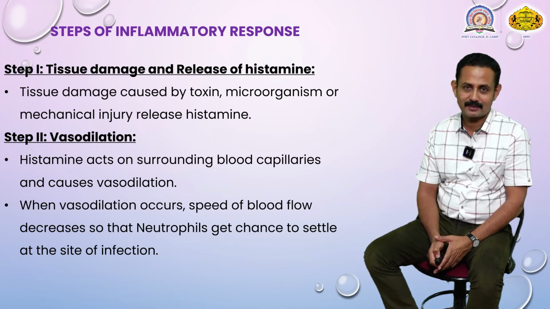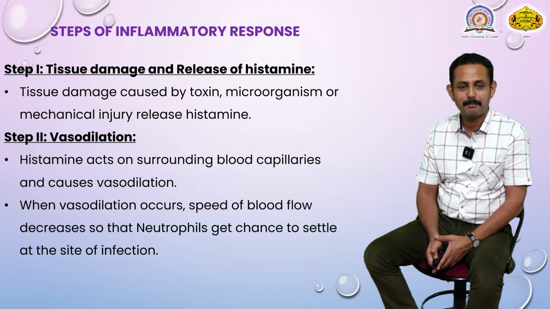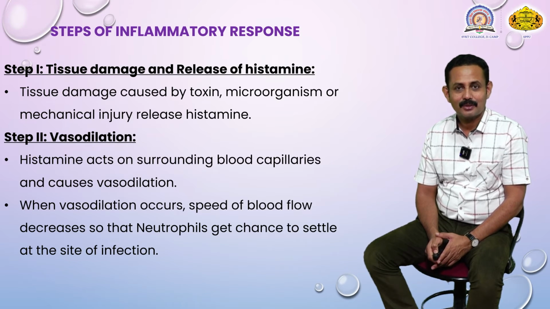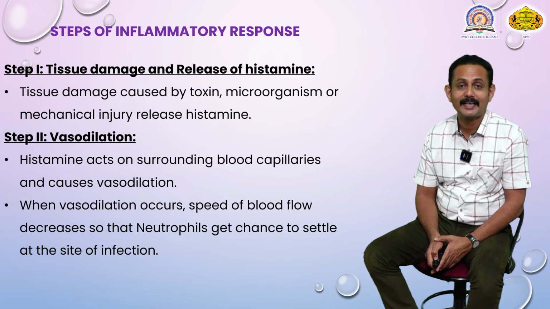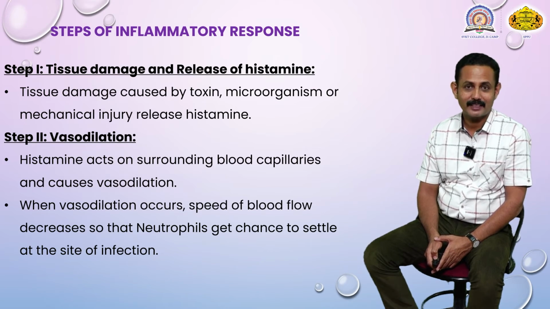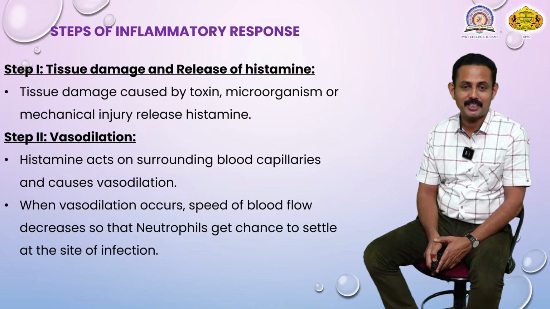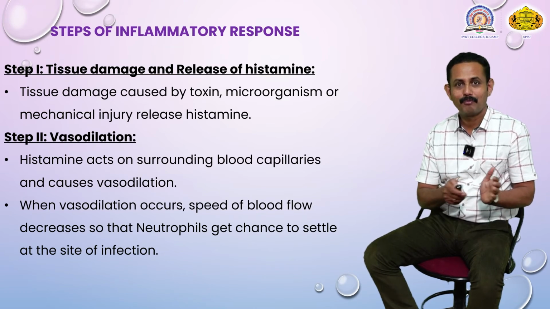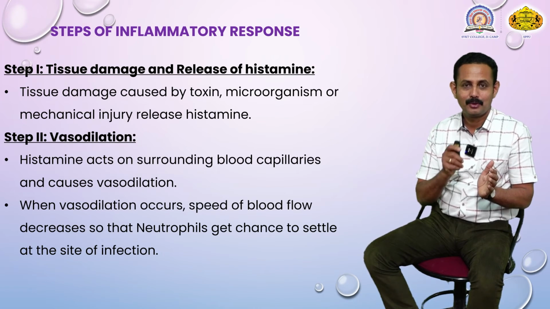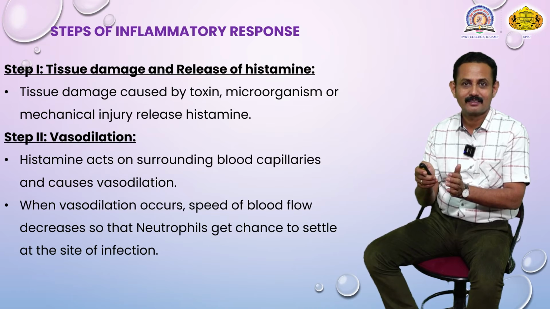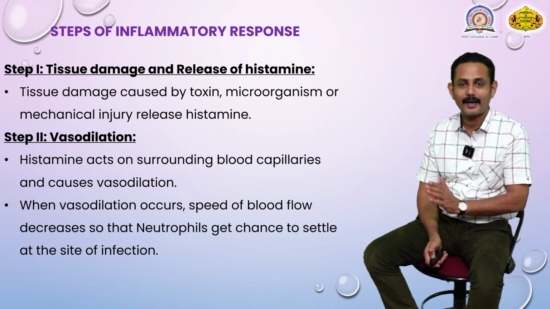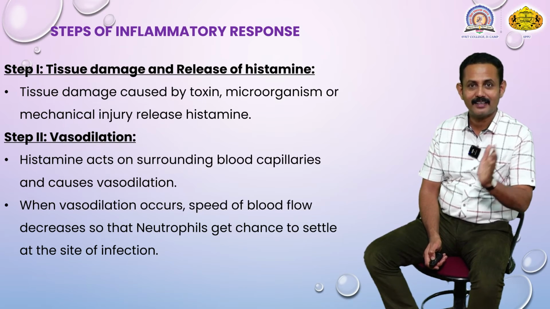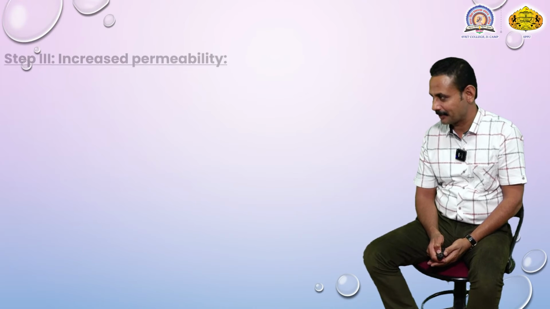When the vasodilation occurs, as I already told you, the blood flow speed is decreased, and due to that the neutrophils, which are called phagocytic cells, get the chance to settle at the site of infection, because they are circulating through the blood. But by this vasodilation, what happened? Due to slow blood flow, these wandering neutrophils started to gather there. Their movement ceased and they settle at the site of infection, to not allow the microorganisms which have entered during the tissue damage to progress.